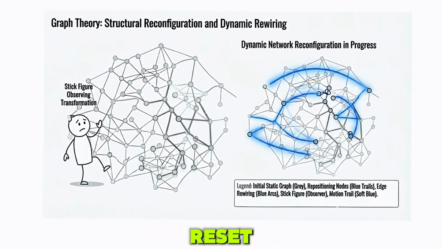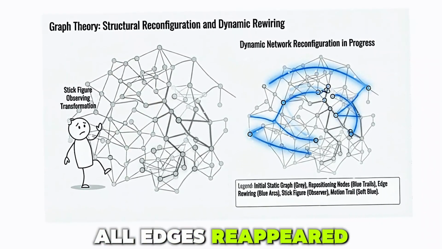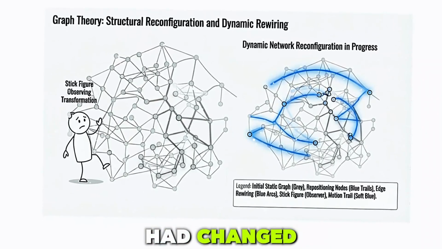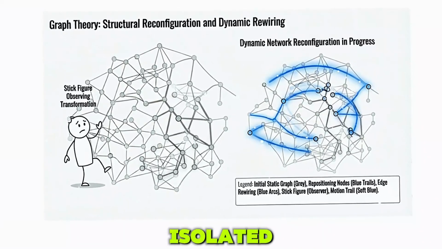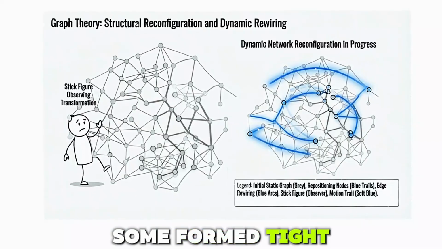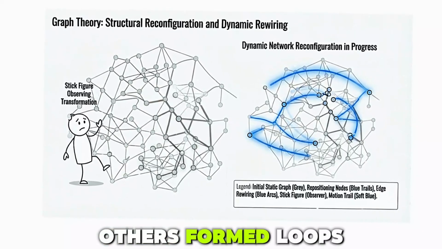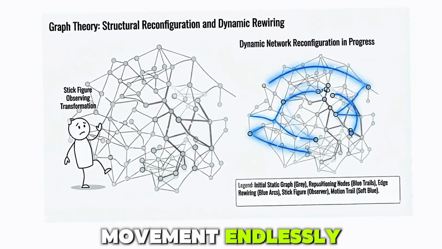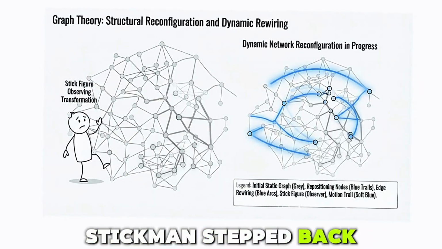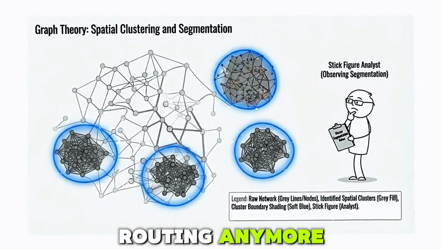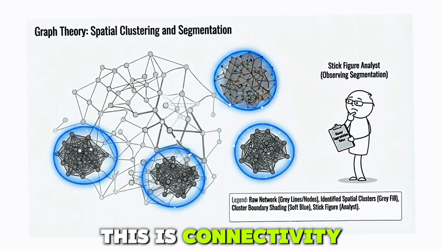Suddenly, the map reset. All edges reappeared. But the structure had changed. Some nodes became isolated, some formed tight clusters, others formed loops that could trap movement endlessly. Stickman stepped back. This isn't just routing anymore, this is connectivity.